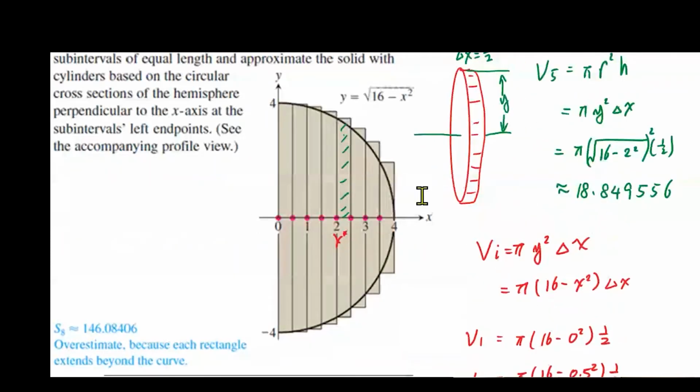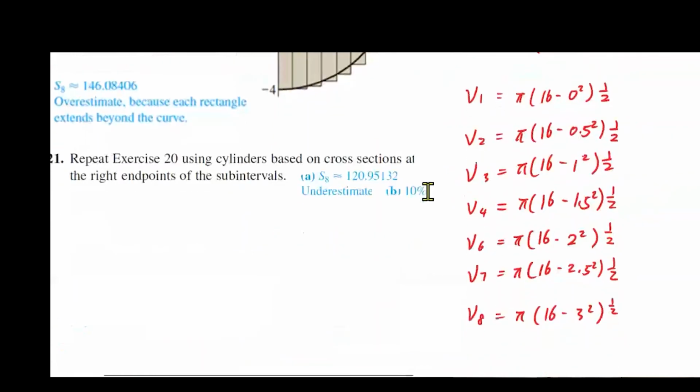What happened to V5? Oh my God, I screwed up. This is 5. Okay. This is 5, this is 6, this is 7. Let's correct that. This is 5, this is 6, this is 7. So we need one more. So V8 is equal to pi times (16 minus 3.5 squared) times 1/2.